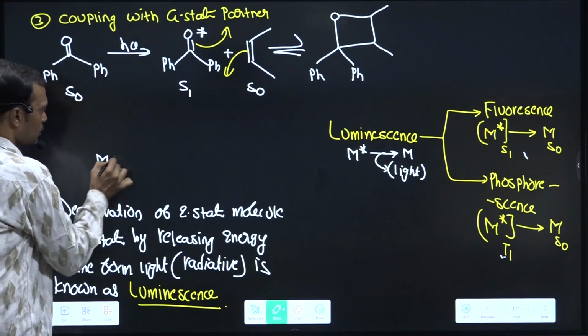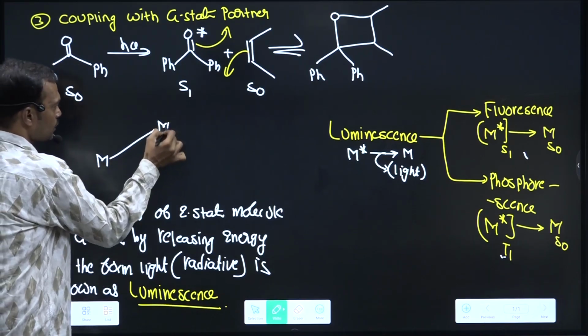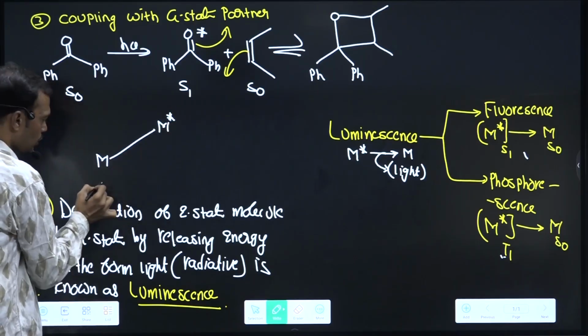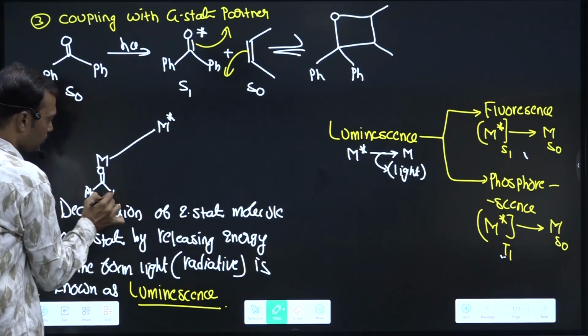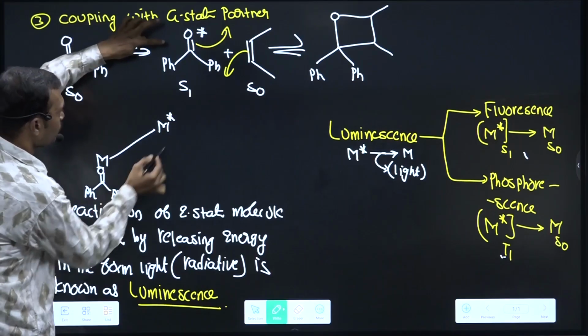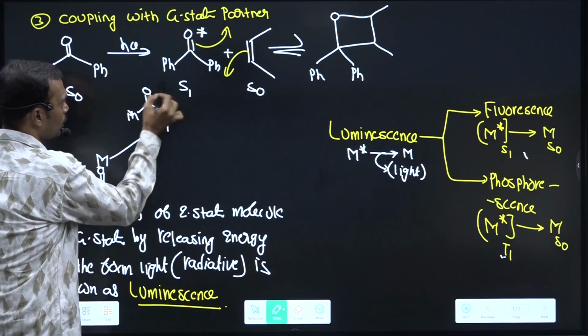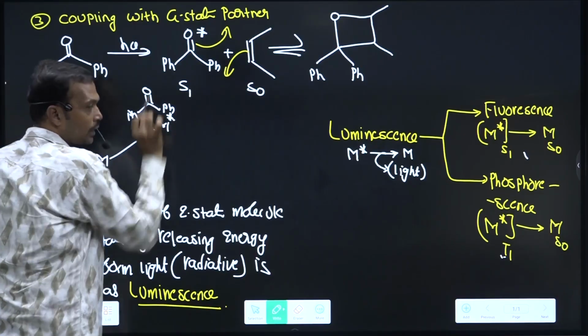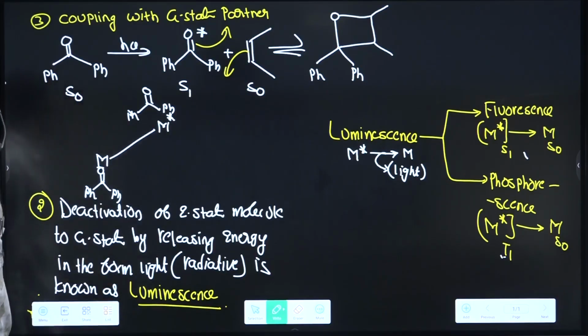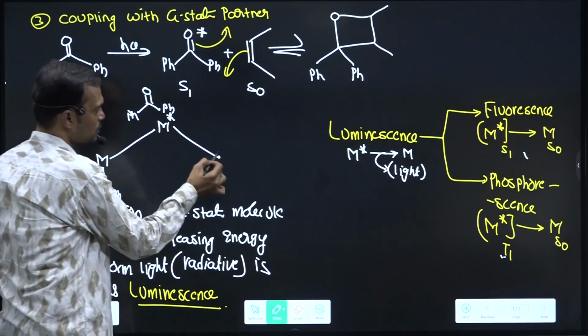Don't write this. See, this is ground state. This is excited state. Who is ground state? Carbonyl is ground state. It is excited over here. Now the carbonyl is excited. Now the excited molecule combined with a new ground state molecule and it will give a product. This is a product.